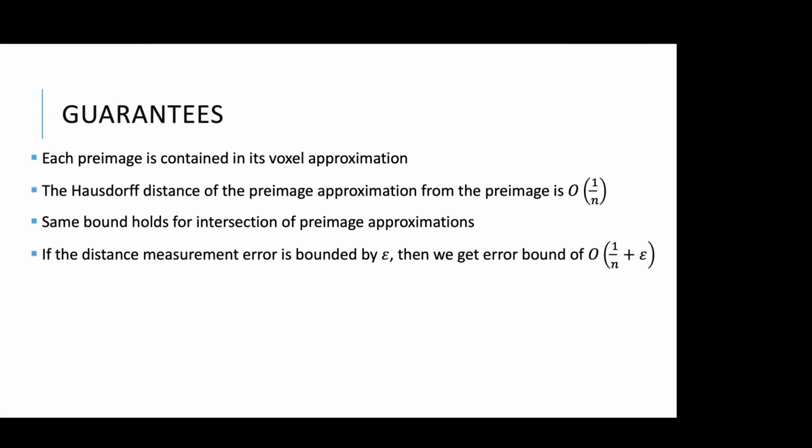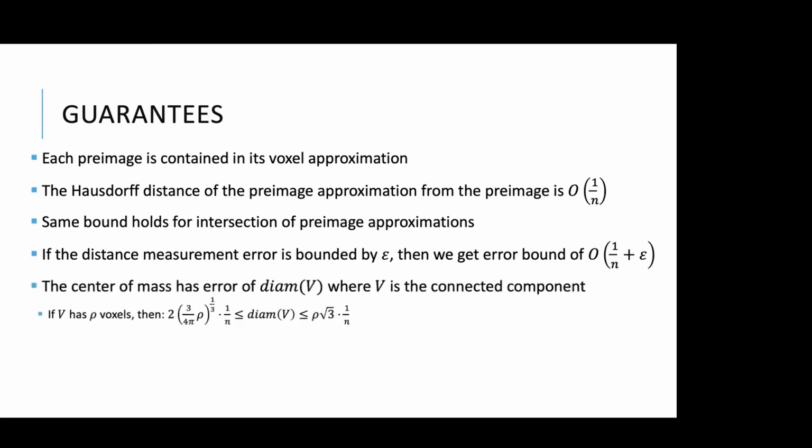So that's that. And just to say that again, if we have a bounded error, then we still get a very close approximation. Now we are lower bounded by that epsilon, which is expected, right? We can't do better than the error we have. And also, if you recall from the third step, we take the center of mass of each connected component, and this raises the error, but not too much.